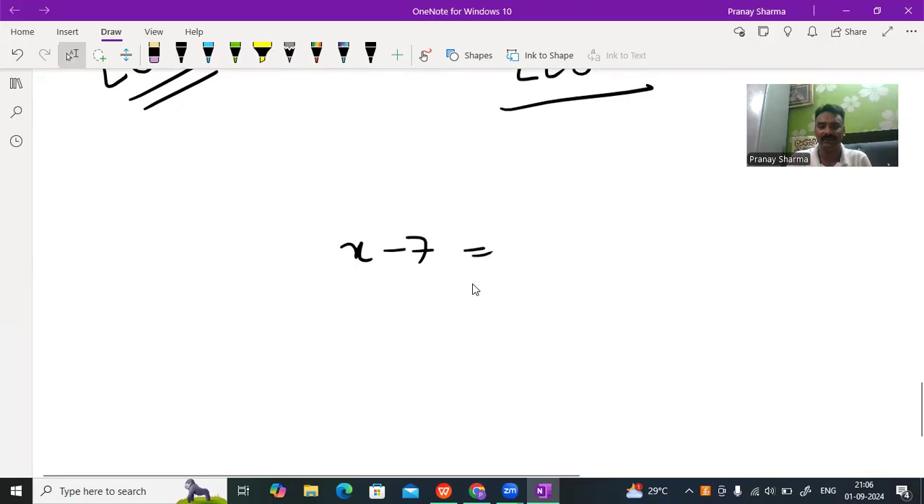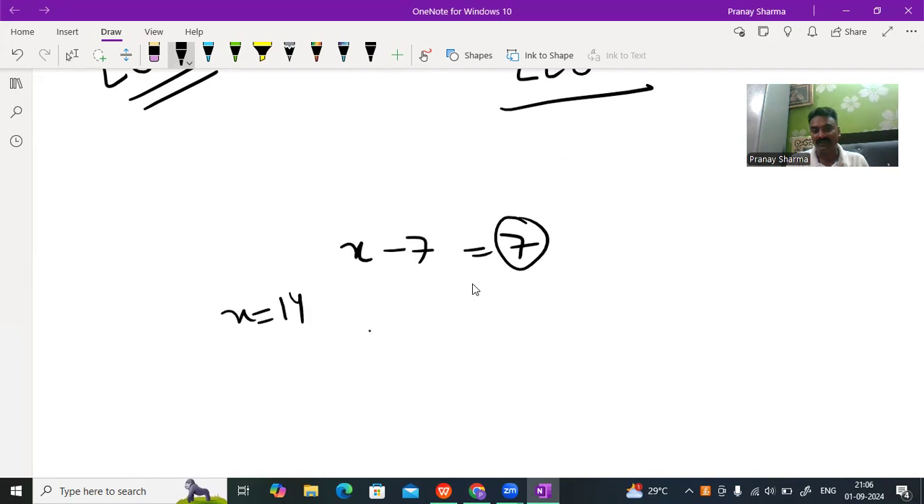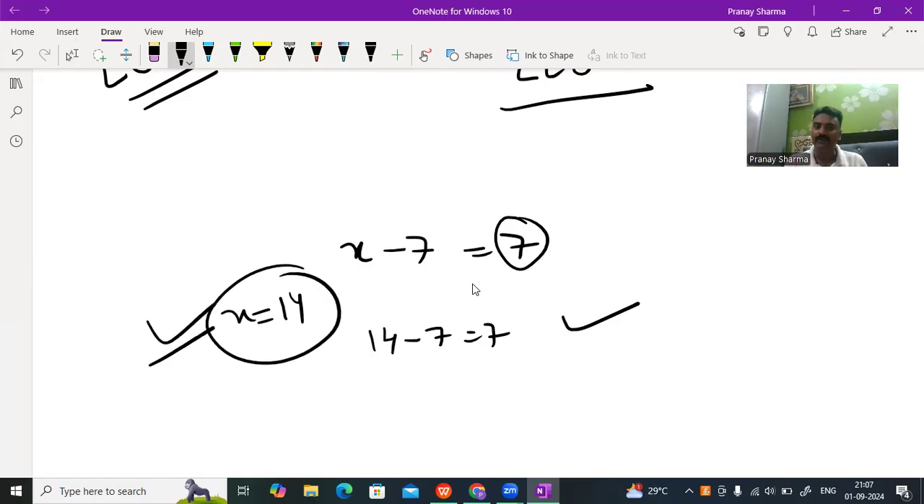x minus 7 equals 7. Think of it like this. What value of x you should be putting here so as to have the final answer as 7? Because ultimately this gets equal to 7, right? So if let us say you substitute x as 14, then 14 minus 7 will give you 7. This comes out to be true. That means for this particular value, this equation is holding true. That means this is the solution of this equation.